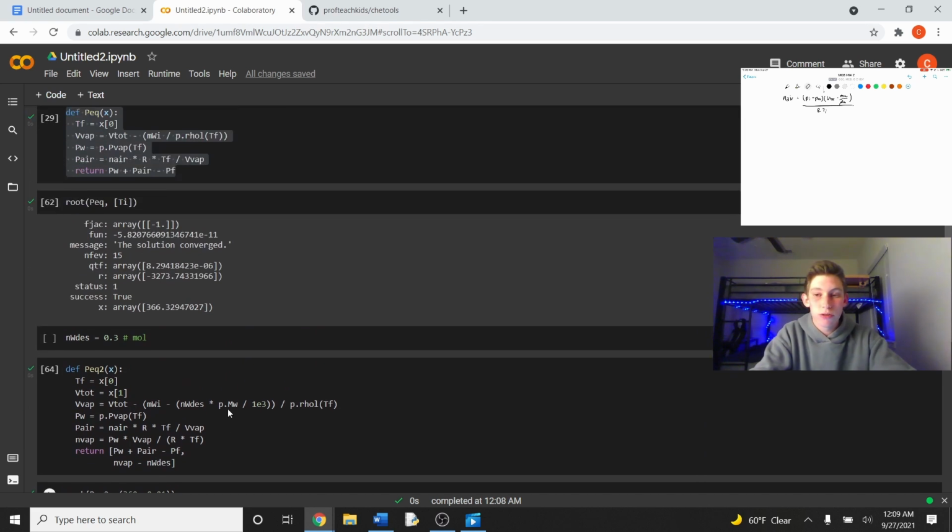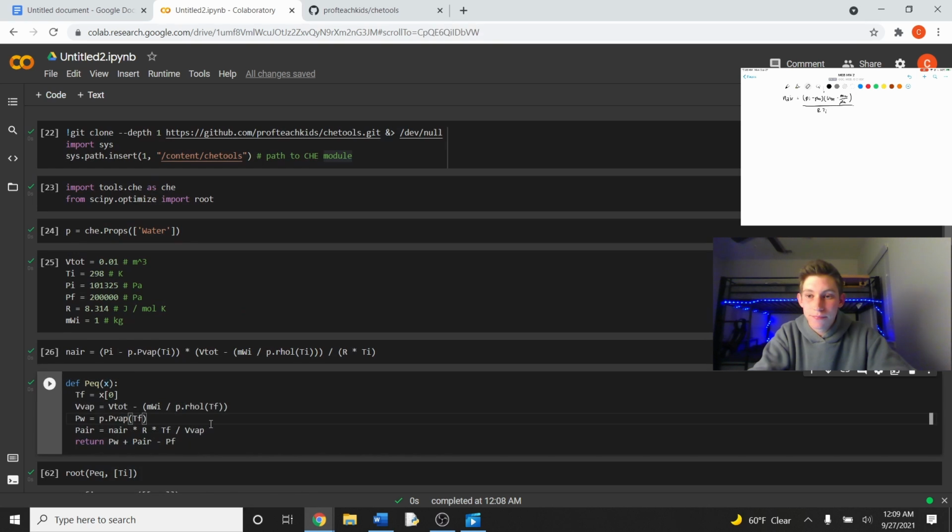So that's a basic rundown of pressure, volume, and different parameters with the ideal gas law within a closed system.